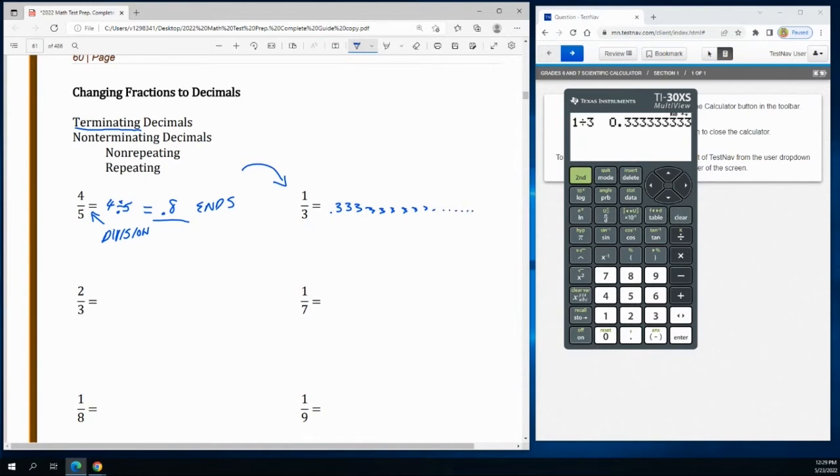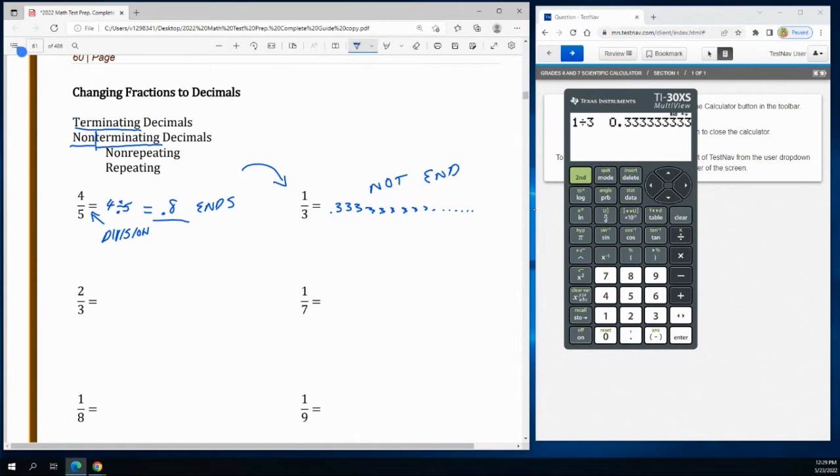It continues on forever. Now, this is called non-terminating. Non means not. Terminating means ending. So this thing does not end. Non-ending, non-terminating. So this is what it means to be non-terminating, to go on forever.